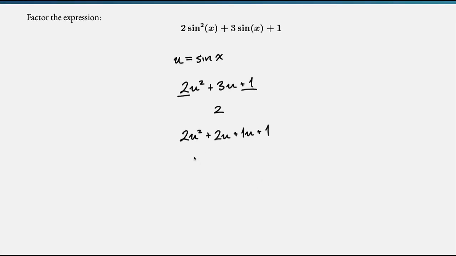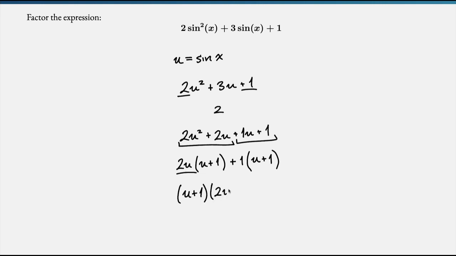To factor this by grouping, in this first pair here, I can pull a 2u out, and we're left with a u plus 1. In the second pair, there's not really anything I can pull out. I'm going to write a 1 just so I can see that in this next step. So pull the 1 out, and I have u plus 1. Now, because there's a u plus 1 for both of those, we're going to factor that out, and we're left with the 2u plus the 1. And that's our factored form.